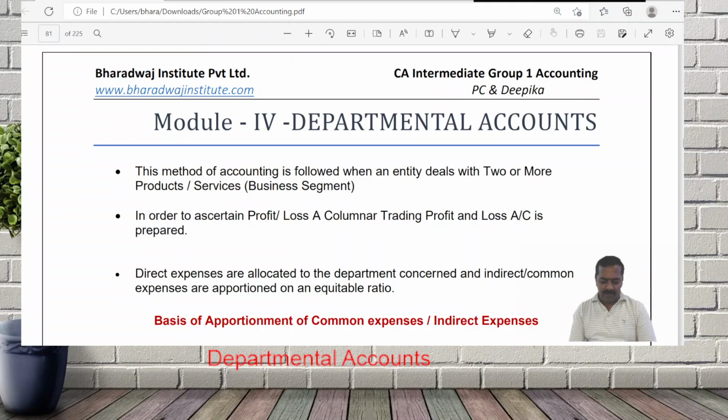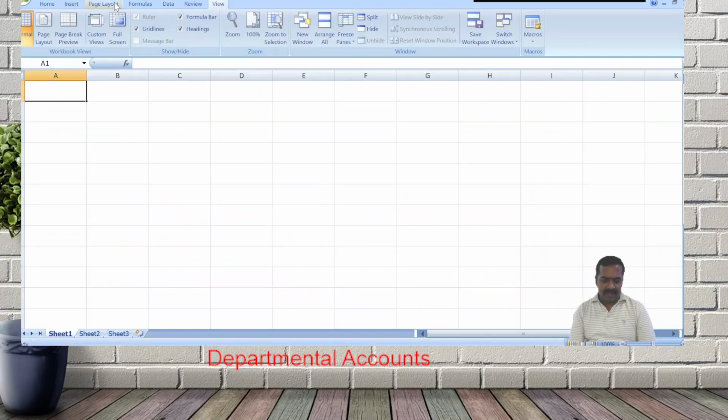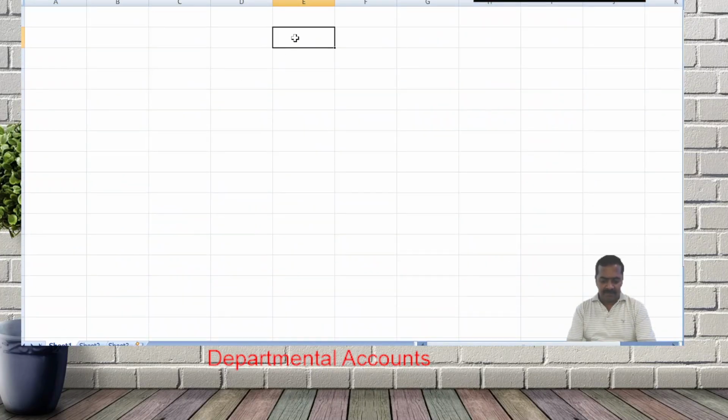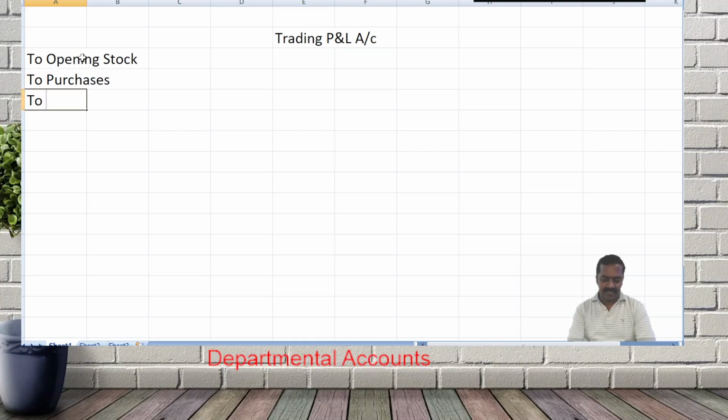What is a final account? Preparing which account? A trading P&L account. Preparing a trading profit and which account? Loss account. What will come in the trading account? Opening stock, purchases, direct expenses like carriage inwards, all those taxes on purchases, all those things.